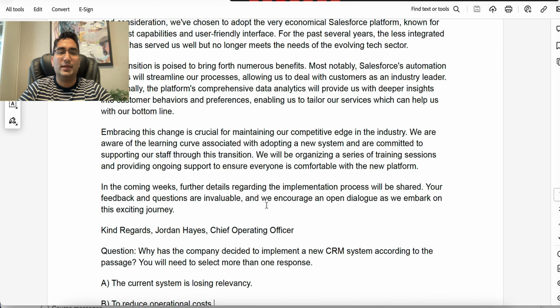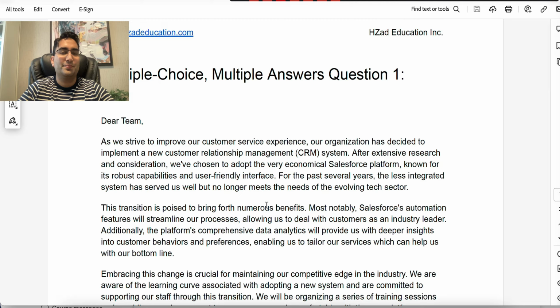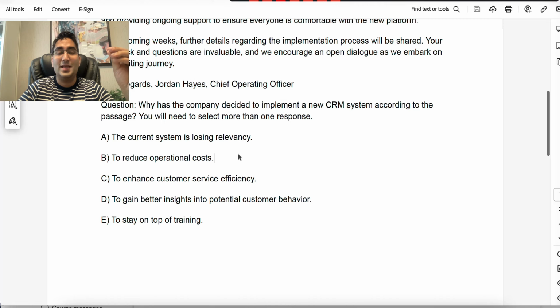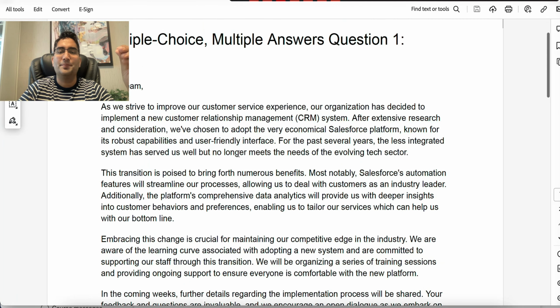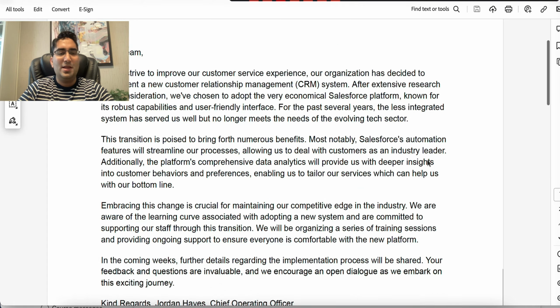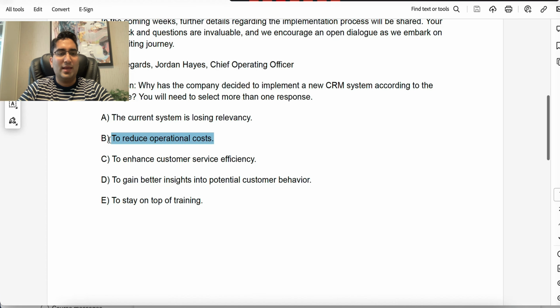This is one half and then this is the other half. Okay? Because I'm going to do this right now. So, to reduce operational costs, this one is so tricky because the answer is right here. So they say that we have chosen to adopt the very economical Salesforce platform. So that means it's a cheaper platform. Does that match this one? Yeah, so they're getting a cheaper one and that would reduce the operational costs.